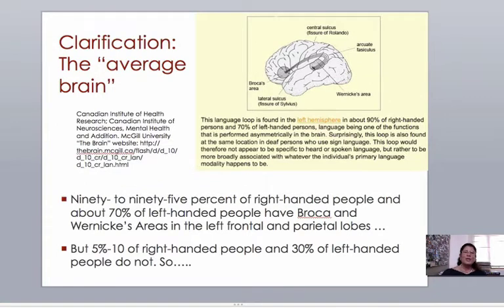So given an average brain, we know that about 90-95% of right-handed people and 70% of left-handed people have Broca's and Wernicke's areas in the left frontal and parietal cortex. So there's a lot of talk about left hemisphere dominance for language, and that is true. The majority of people in the world do have these key language areas in the left hemisphere. However, 5-10% of right-handed people and 30% of left-handed people don't. So we can't really just say language is a left hemisphere activity. We know that's definitely not true. And we'll look at some examples of those exceptions at the end.